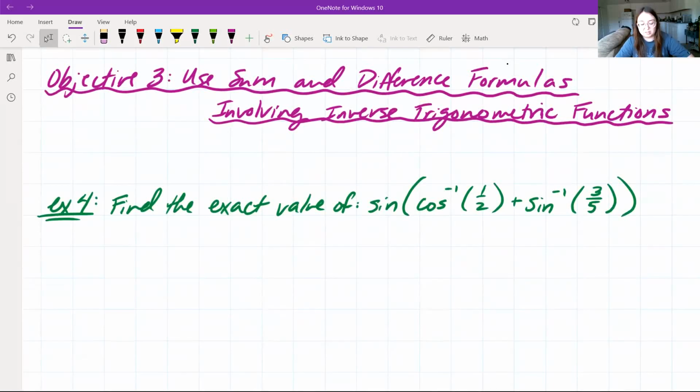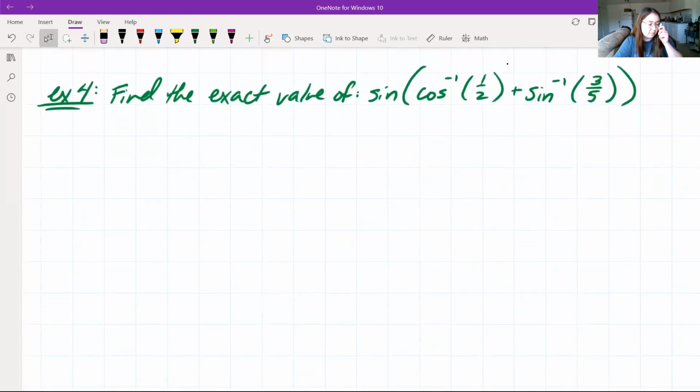So, all right, moving on to objective 3. We want to use the sum and difference formulas involving inverse trigonometric functions. So for example 4, we want to find the exact value of sine of cosine inverse 1/2 plus sine inverse of 3/5.